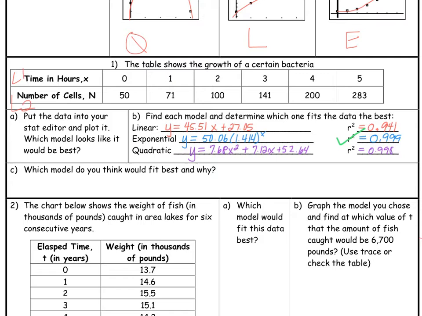So which model do you think would be the best fit and why? Well, exponential, because it has the highest r squared value, or the highest correlation coefficient.